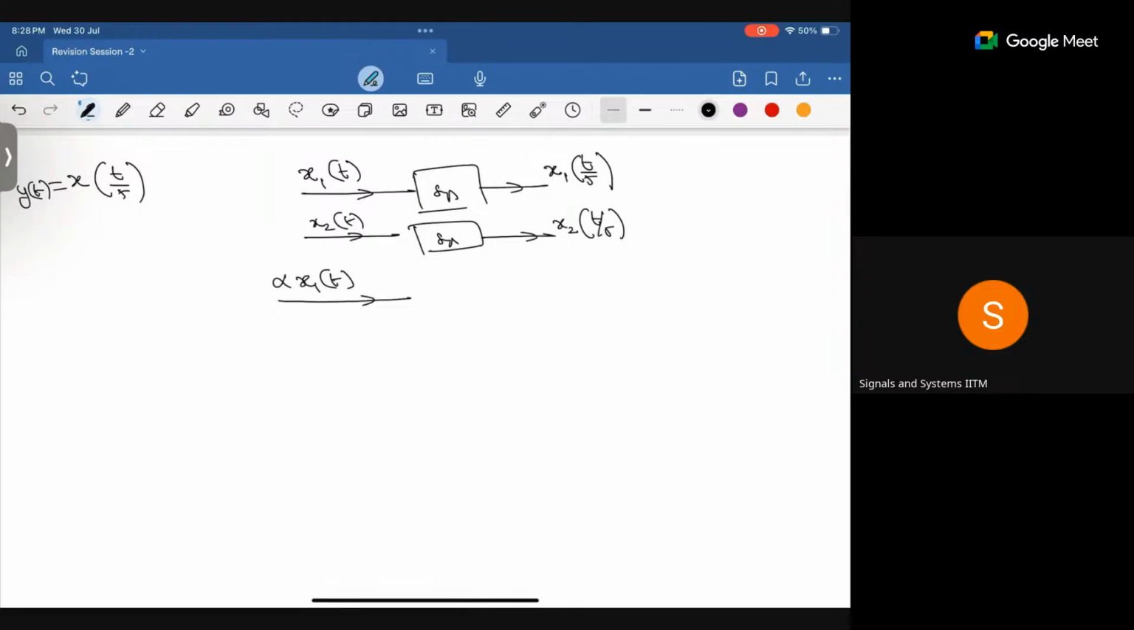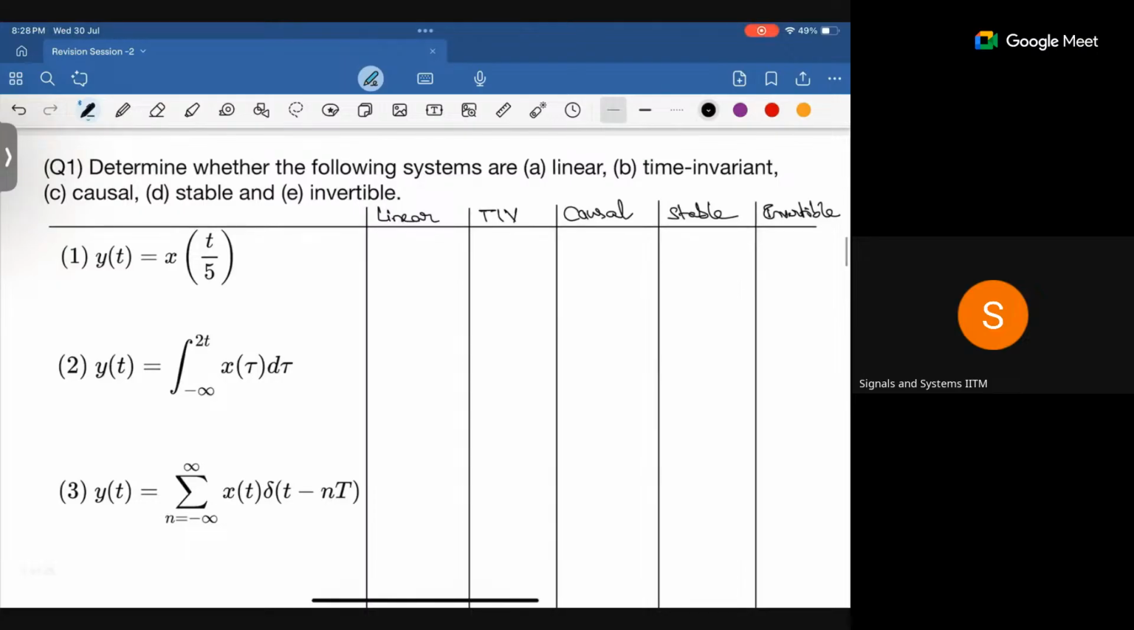All we have to do is scale with respect to time. So this will give me alpha x1 of t by 5. Similarly, if I do beta x2 of t, that will just be beta x2 of t by 5. Right? So everything together, I'm writing it together. I hope you all understand this. So our output will be alpha x1 of t by 5 plus beta x2 of t by 5. Right. So this is linear. Okay. So we all agreed that this is linear. Nice. Is it time invariant?